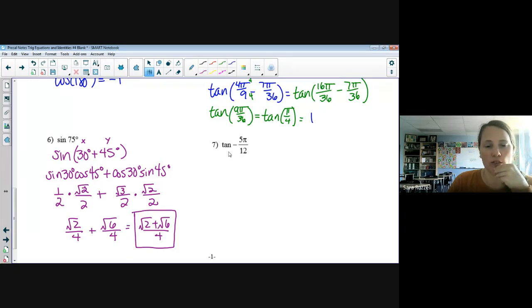All right, our next one, we've got tangent of negative 5 pi over 12. I don't like to use radians when I'm trying to figure out two things that add together to get something. I would rather use degrees. So if we go ahead and switch this to degrees, remember we can plug in 180 for pi, just a reminder in case you forgot that. So we end up with negative 75 degrees.